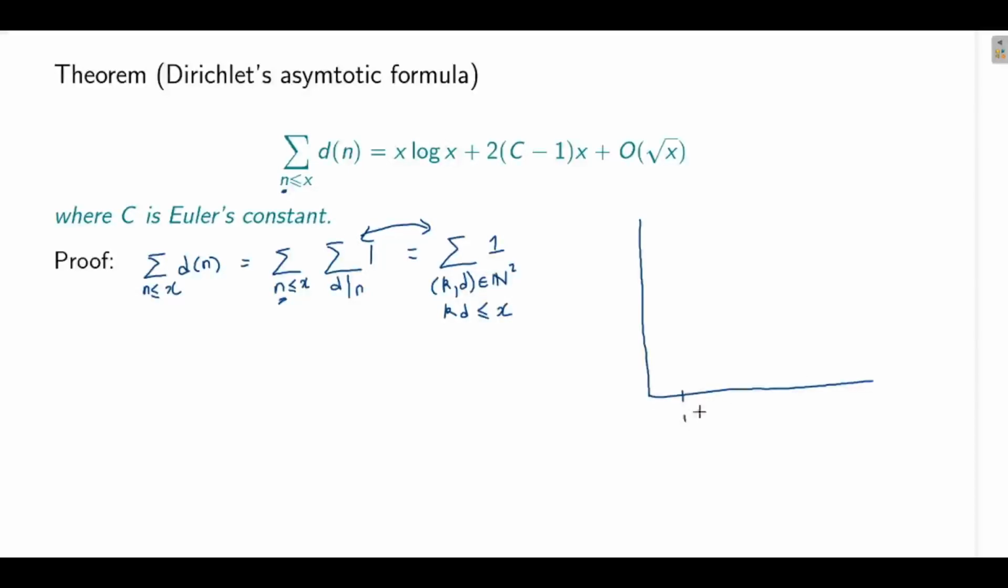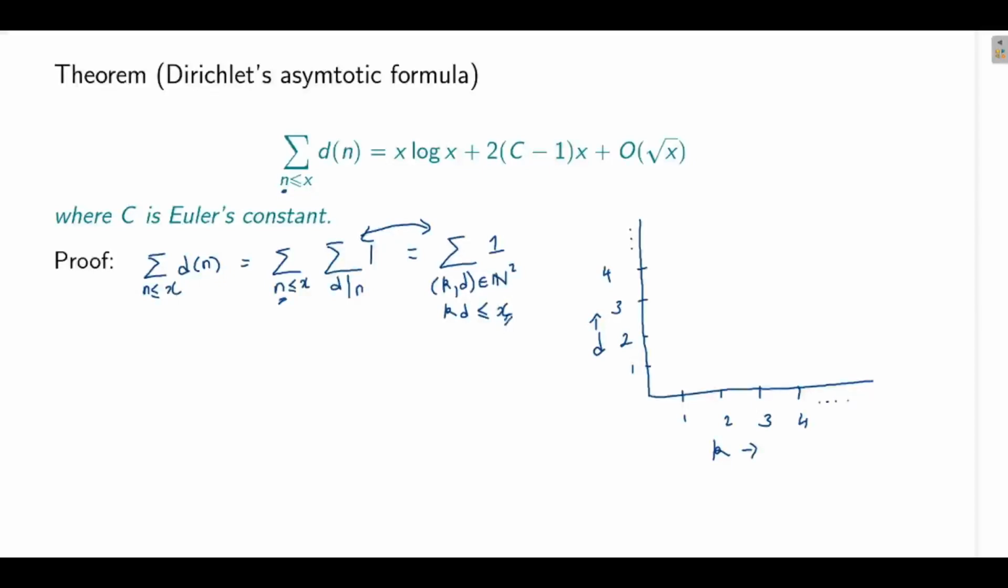So this is 1, 2, 3, 4. Here also you have 1, 2, 3, 4, and so on. Okay, let us call this the k-axis, and let us call this the d-axis. Now we are looking for all those lattice points such that kd is less than x.